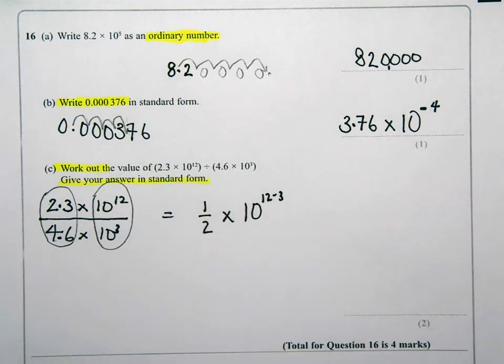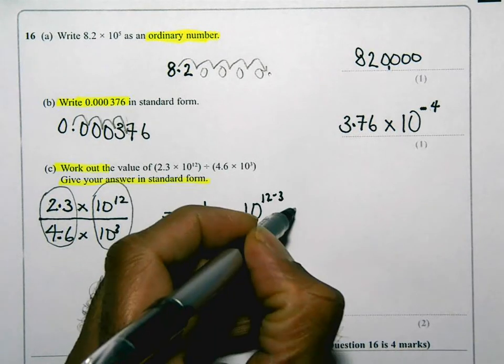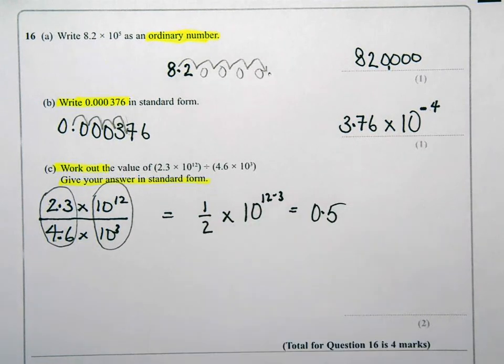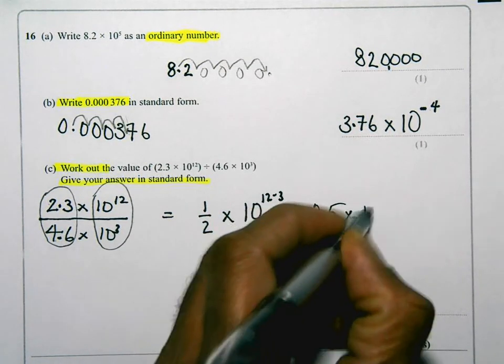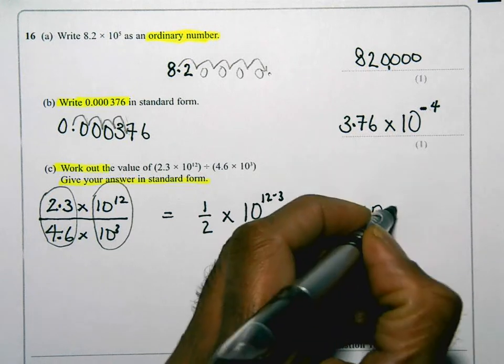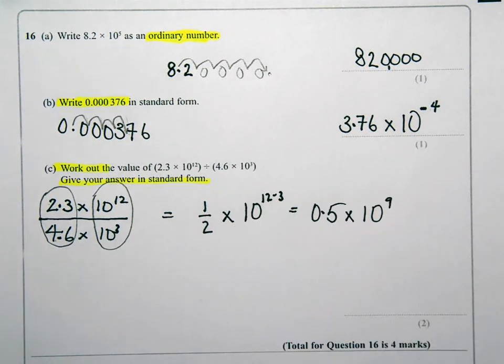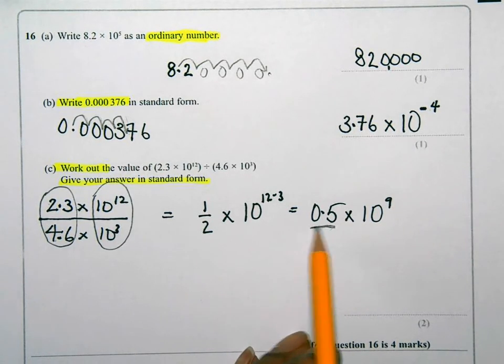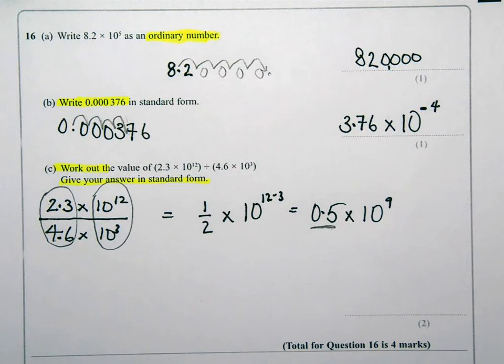I would have worked that out, but I left it there so you could see what's happening and how I get to the next bit. I'm going to write a half as a decimal, 0.5 times 10 to the power of 9, because 12 take away 3 is 9. However, this is not in standard form. When I write a number in standard form, I need to make sure that this part of it is a number between 1 and 10, not including 10.